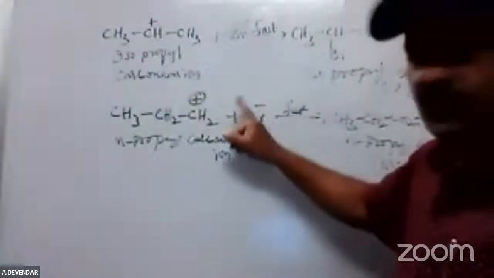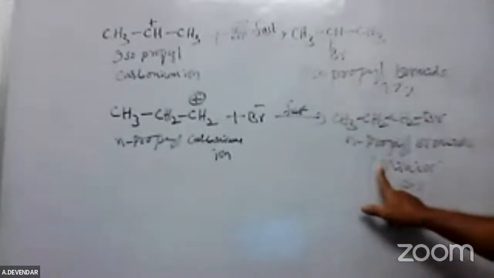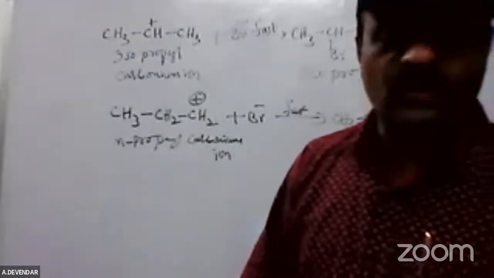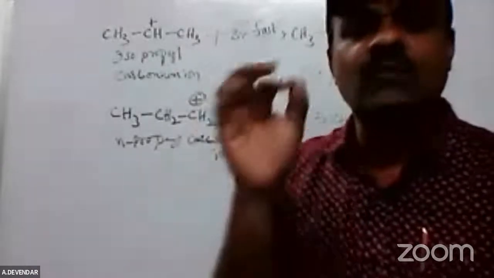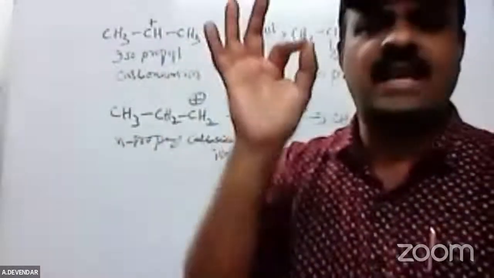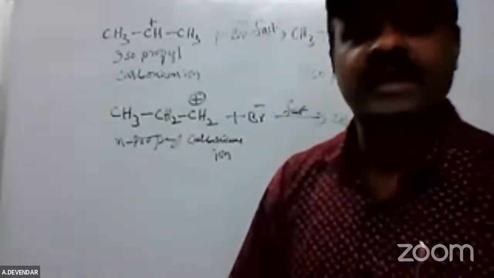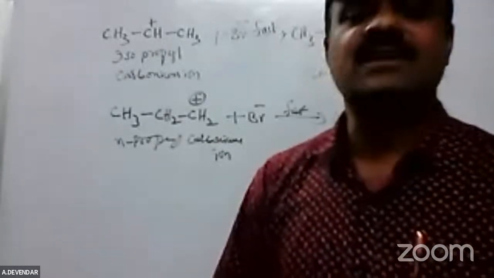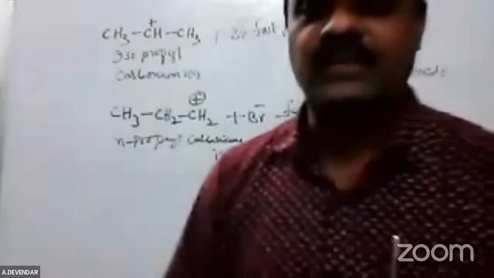In the Markovnikov rule, you get two isomers: isopropyl bromide and N-propyl bromide, where isopropyl bromide is the major product and this is the minor product. But in the presence of peroxide, when hydrogen bromide reacts with the alkene, only one compound is formed, that is N-propyl bromide. That is called the anti-Markovnikov rule. Why anti-Markovnikov? The Markovnikov rule is violated, because of the peroxide effect.